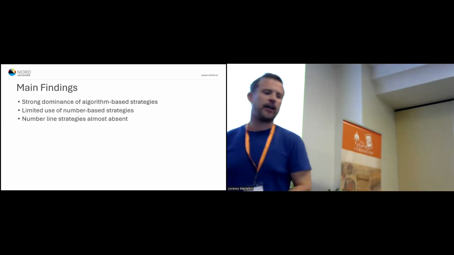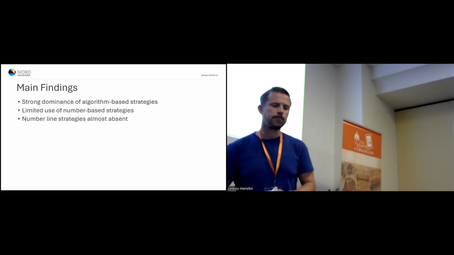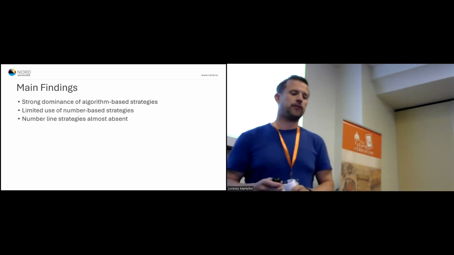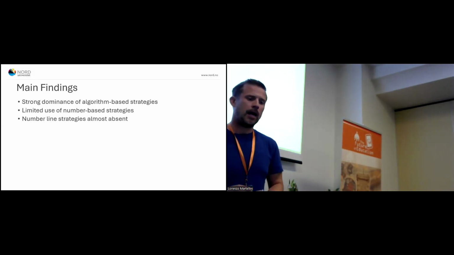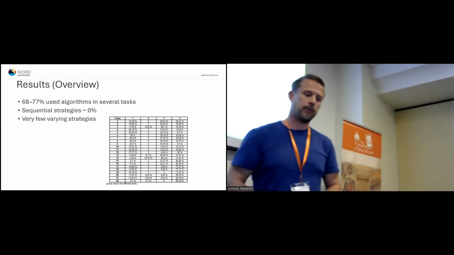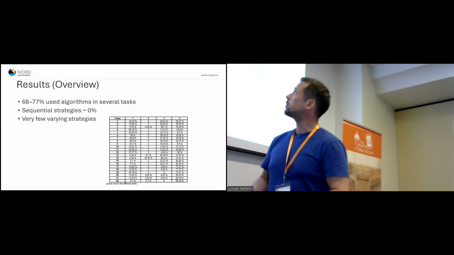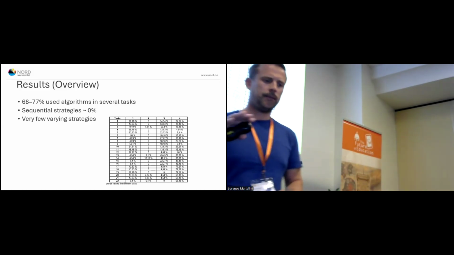The main findings are that we have a strong dominance of main algorithm-based strategies, and we have a limited use of number-based strategies, as I was talking about earlier on. And then the number line was also almost absent in our research, in our results. So then this is a table of how we measured it.